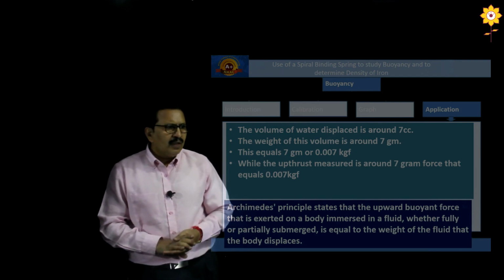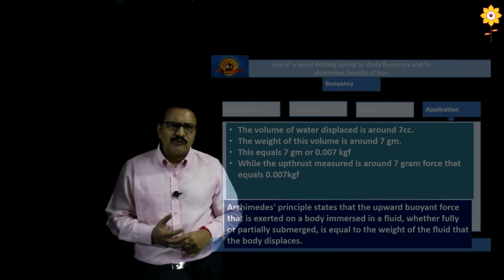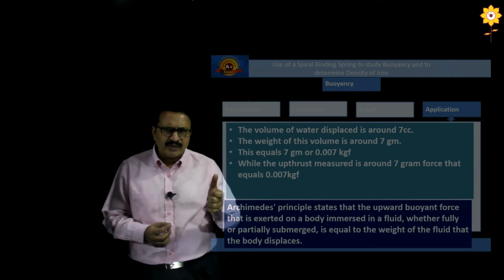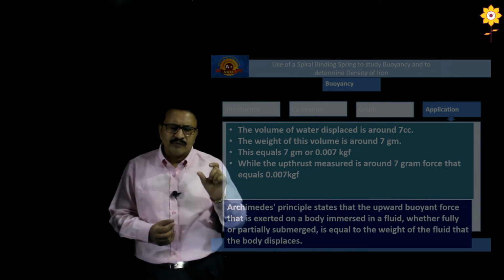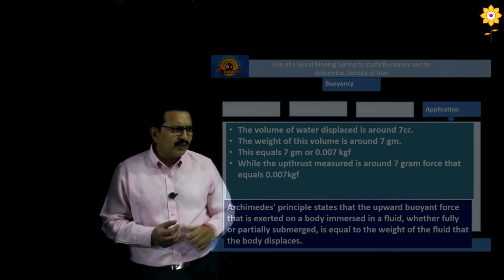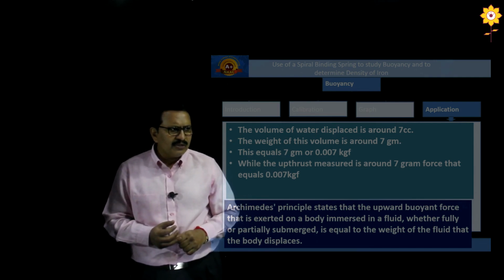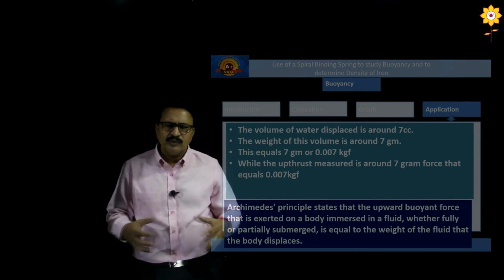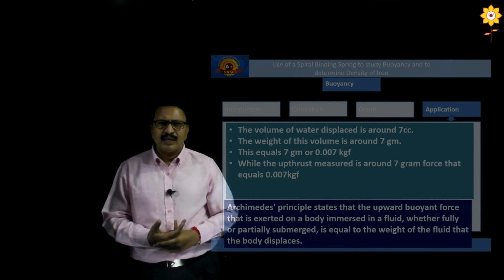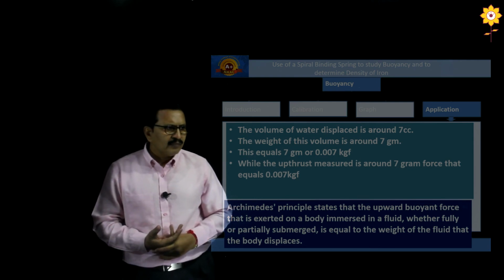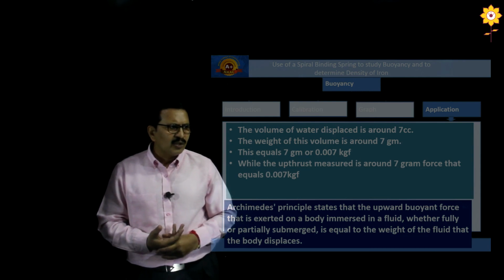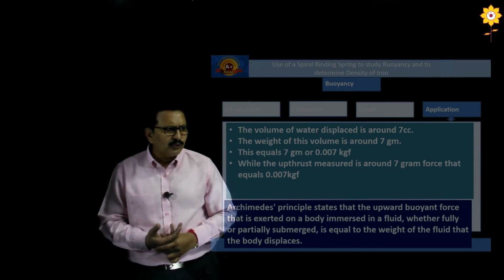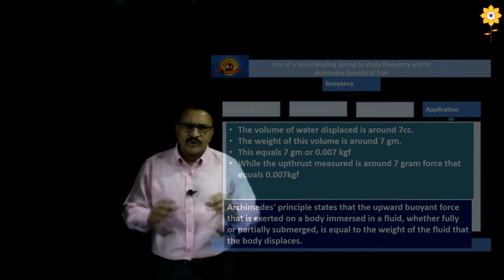Now, the upthrust which we measured before was nothing but the difference in the weight of this solid, that came out to be around 7 grams, and that is 0.007 kilogram force. You see that both the values are matching. And what does this prove? This proves that we have indeed verified Archimedes' principle, which states that the upward buoyant force exerted on a body immersed in a fluid, whether fully or partially submerged, is equal to the weight of the fluid that the body displaces. So this was one application.